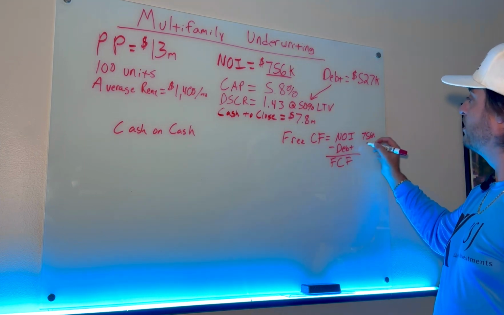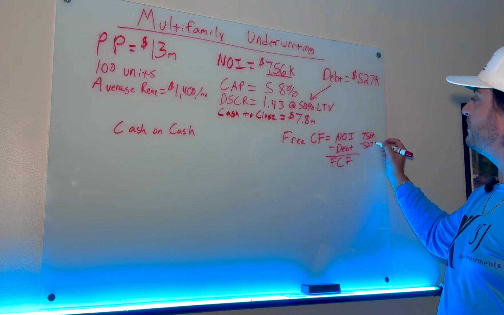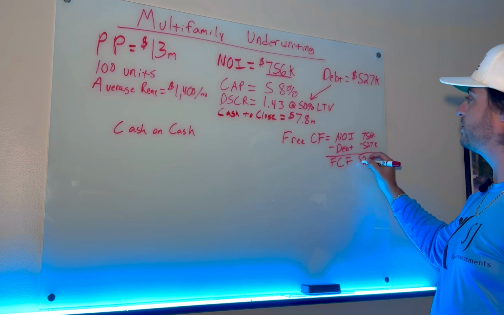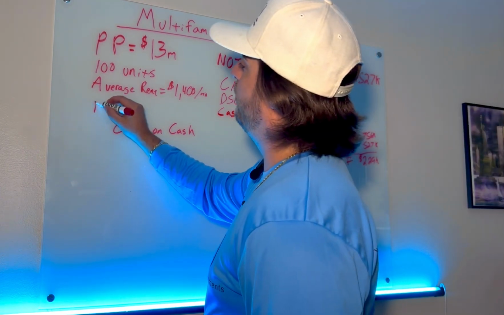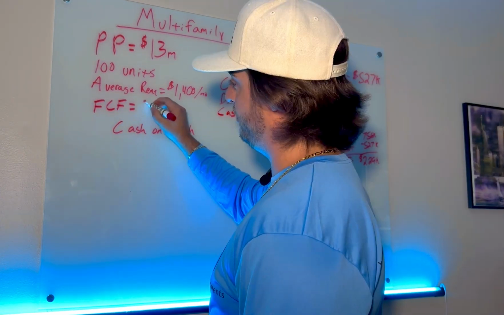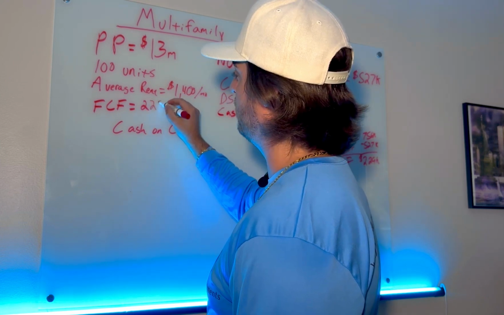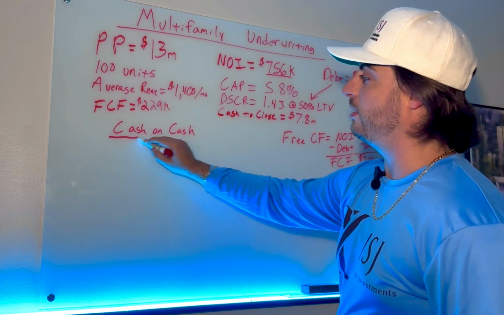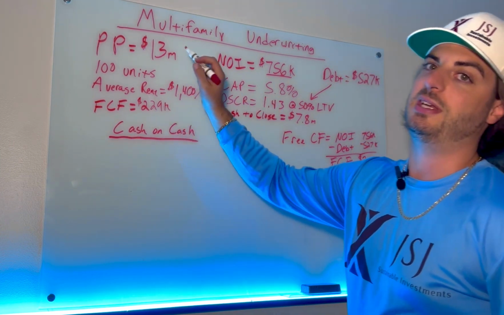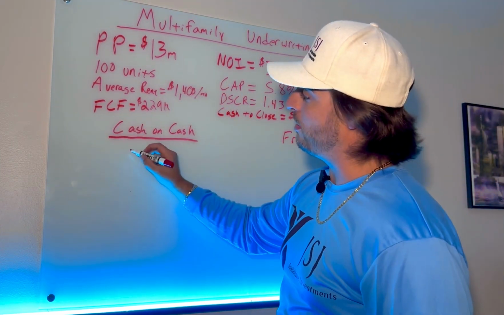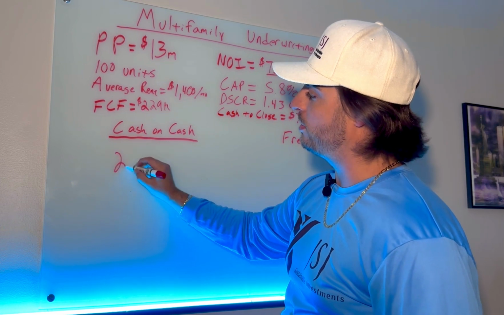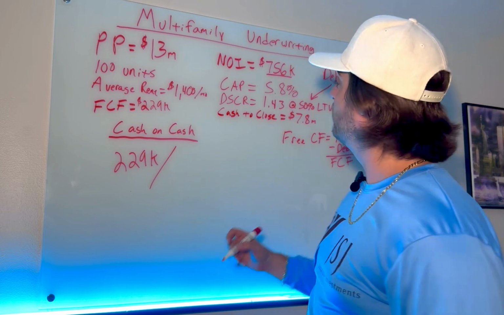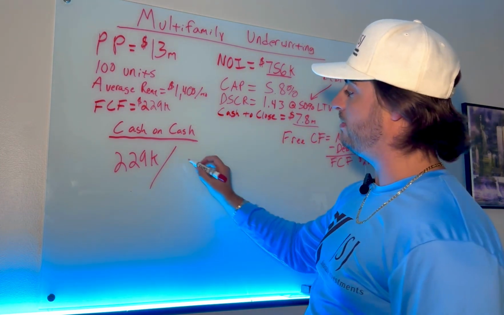$756K, we're going to subtract $527K, and we're going to get $229,000 of free cash flow. I know it's getting a little messy, a lot of information here, but in order to get our cash on cash, we need that free cash flow number. So now we're going to take our free cash flow of $229,000 and divide that by what we invested, which we know to be $7.8 million.